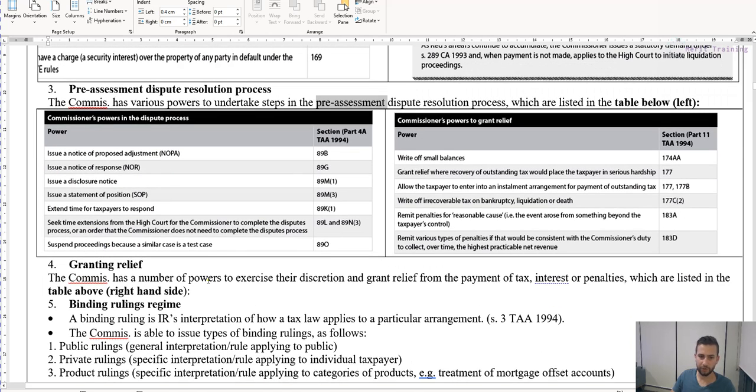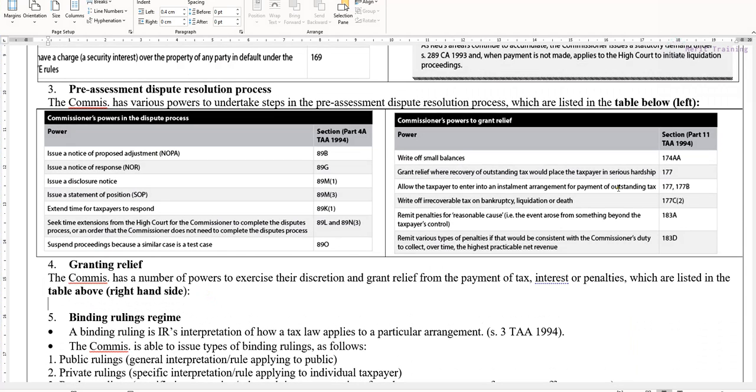And then finally, point 4, which is granting relief. Just like the Commissioner has a lot of negative powers, in that they can ask you to pay more tax, they can audit you, they can request files, they can increase the payment amounts, they can do a lot of bad stuff, but they can also do good things as well, which is they have the power to exercise their discretion and grant relief.